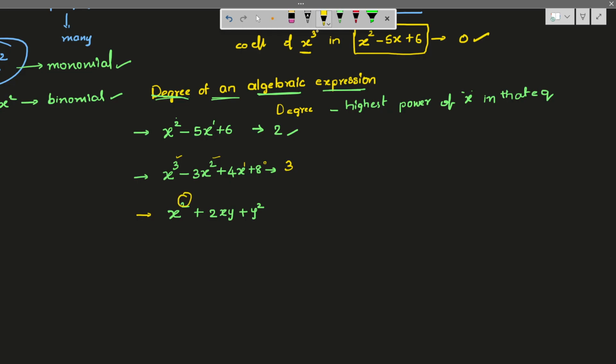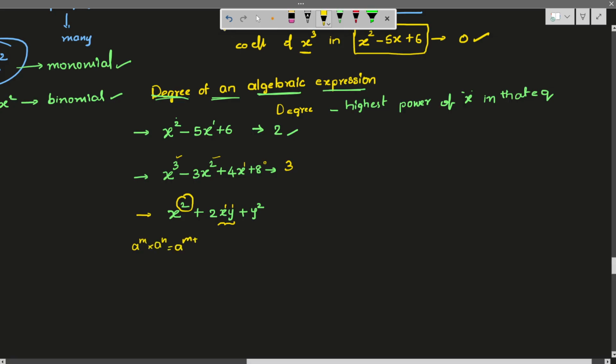Here the degree is 2. Here the degree is 2. Here also the degree is 2, because both are multiplied: 1, 1. We know that a power m into a power n is equal to a power m plus n. When two variables are multiplied, their power should be added. So here also the degree is 2, and here also the degree is 2. The powers are 2, 2, 2. The highest number is 2 itself, so the degree will also be 2.